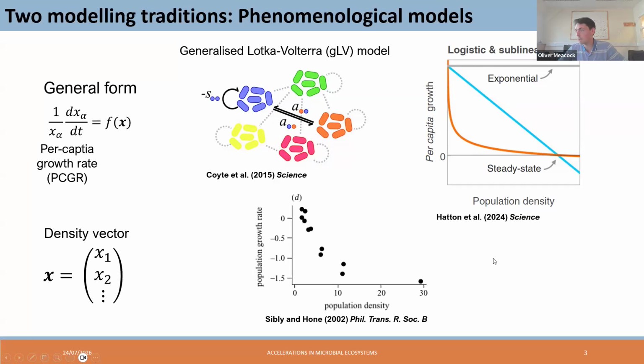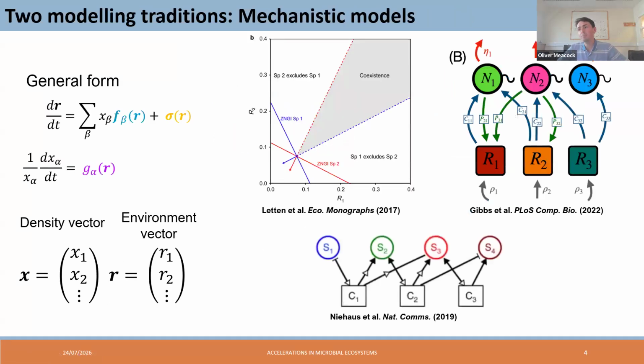So this was a paper which caused a little bit of a splash a couple of years ago, where basically they asked what happens if you've got non-linear relationships here, so sublinear growth. But today I'll mostly be talking about this generalized Lotka-Volterra type of viewpoint. The second perspective is to really focus on the mechanisms through which populations interact. This is particularly relevant for microbial ecosystems.